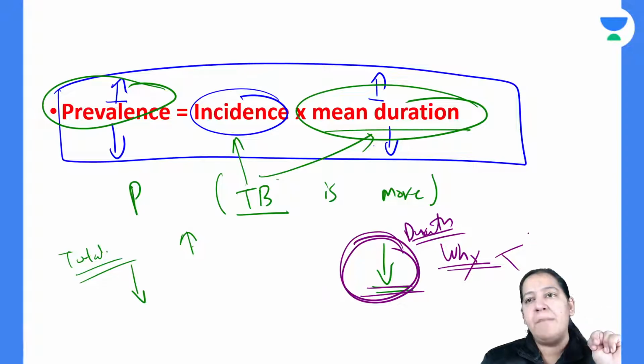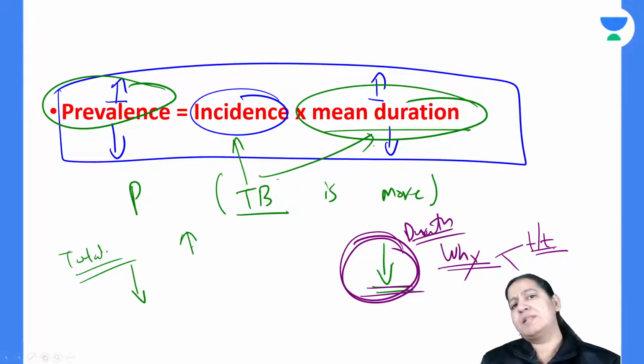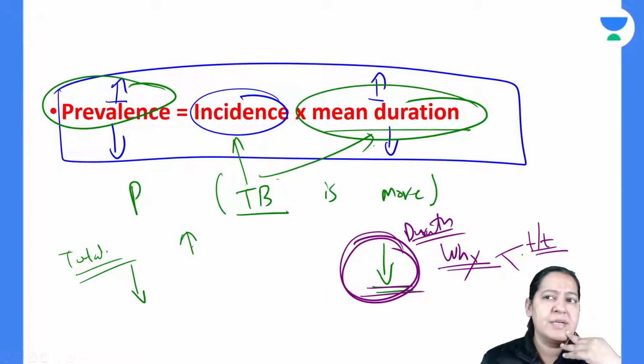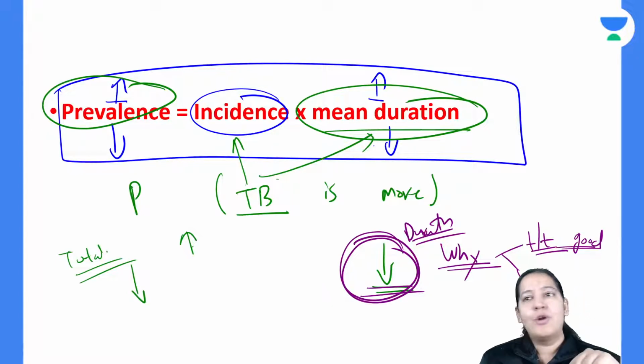Number one, you can say, ma'am, better treatment is available for that disease. So we have given the treatment and the disease is cured. So we have good treatment options for that disease. That's why the disease may have a short duration of illness. Yes or no? Agreed? Agreed. The second way around, no treatment is available for that disease. So the person is dead.